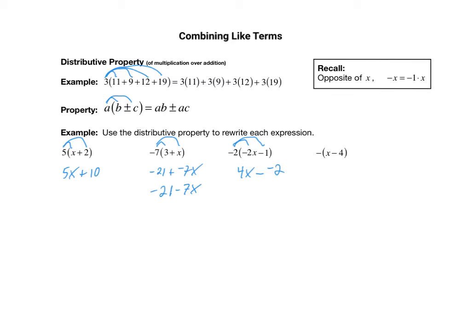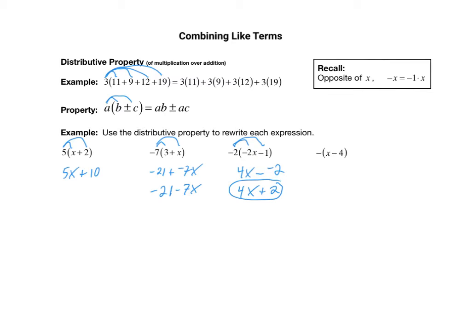Recall from your past that subtracting a negative is also the same thing as adding a positive. So this is the same thing as plus positive 2. More often than not, you would see it written like this rather than this. So this expression is the same thing as just 4x plus 2.